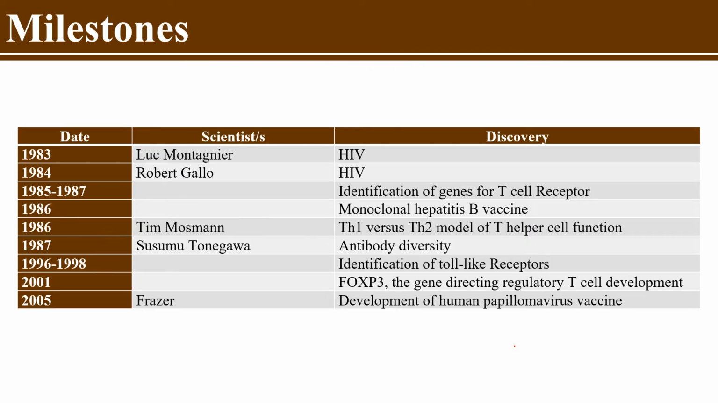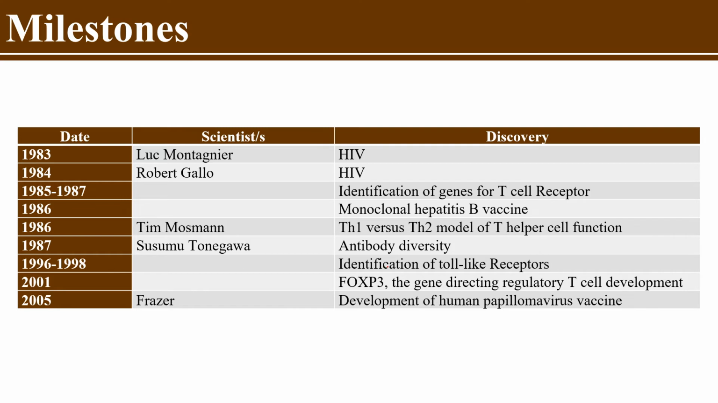Then in 1983, Luc Montagnier discovered things about HIV. 84, Robert Gallo discovered also about HIV. 1985 to 1987 was the discovery of genes for T cell receptor. 1986 was for the discovery of your monoclonal hepatitis B vaccine. 1986 was wherein Tim Mosmann discovered the Th1 versus Th2 model of your T helper cell function. And in 1987 class, Susumu Tonegawa discovered antibody diversity. So the different types of antibodies.